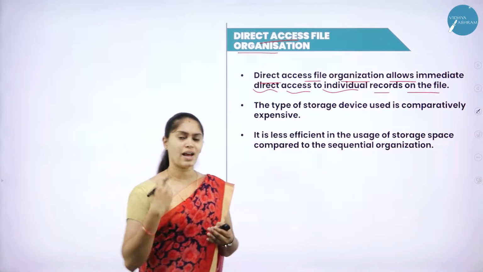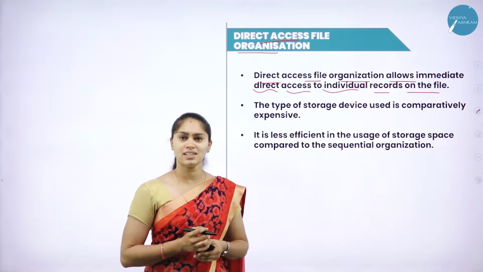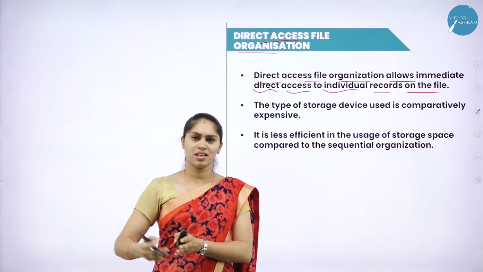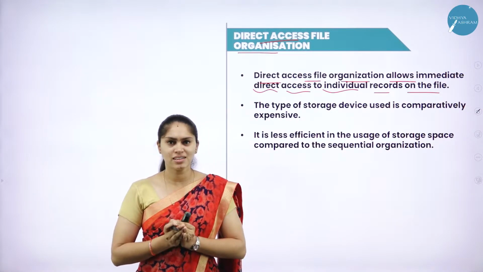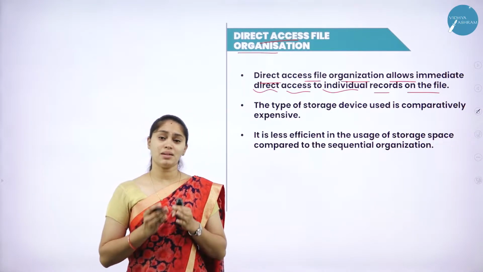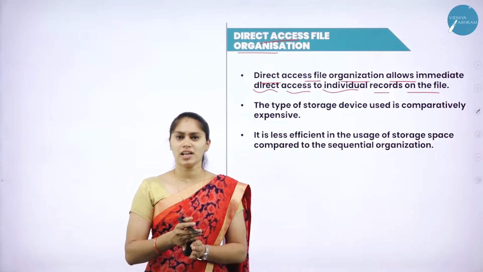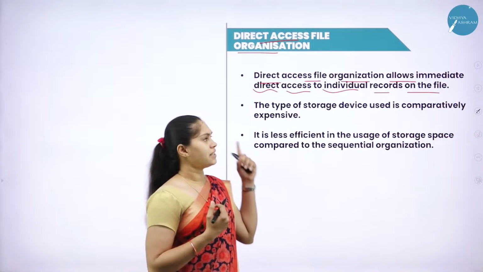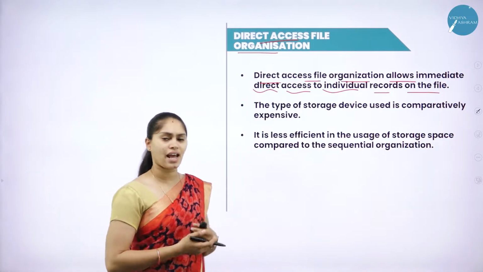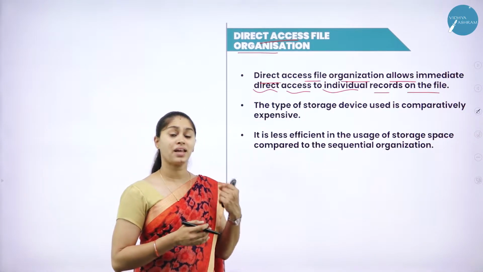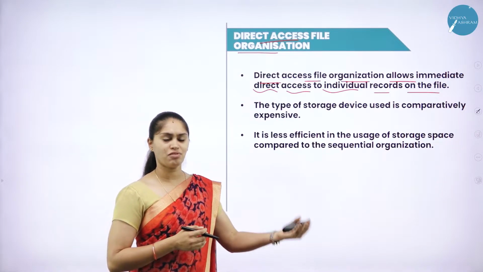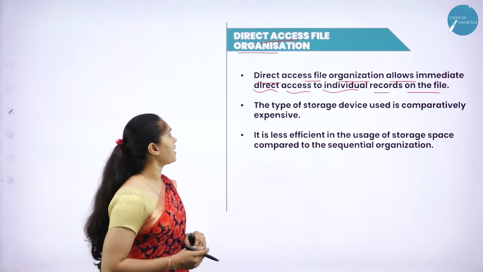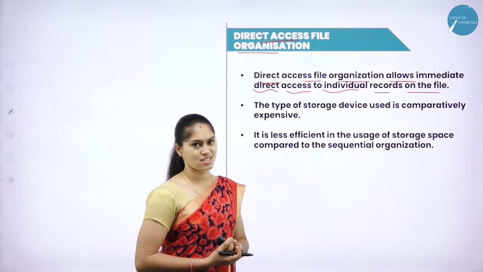I have a file, I wanted to access that record. At that time, I need not wait for my turn. That means if I wanted to access the 50th record in the file, at that time I should wait up to 49 getting cleared. That is in the serial file organization. But in the direct access file organization method, I can access the 50th directly. How are we going to do that? It is by the direct accessing file organization method.